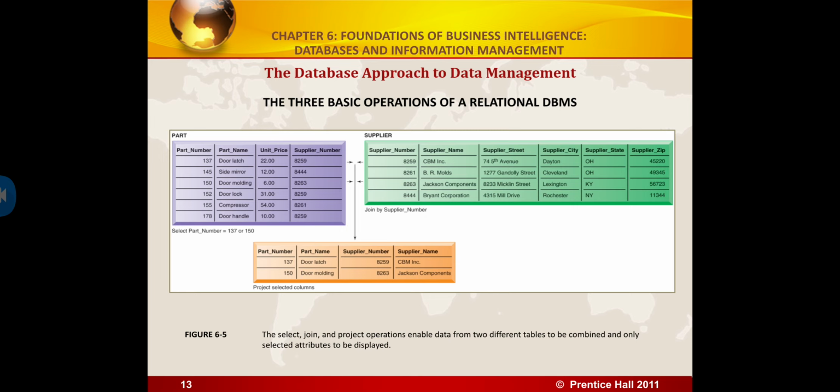And then lastly, the project operation creates a subset consisting of columns in a table, permitting the users to create new tables that contain only the information required. From our example, we want to extract only from the new table the following columns, which are the part number, which is 137 and 150, the part name, which would be door latch and door molding, and then the supplier number and the supplier name that could provide those specific parts in the company.